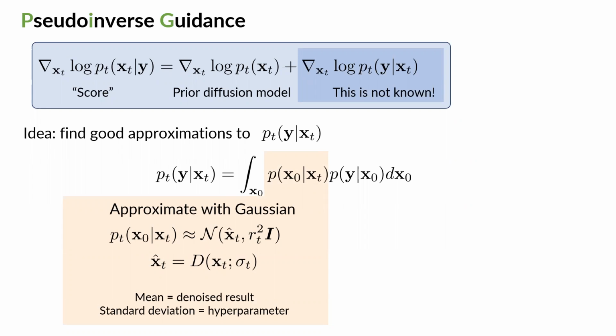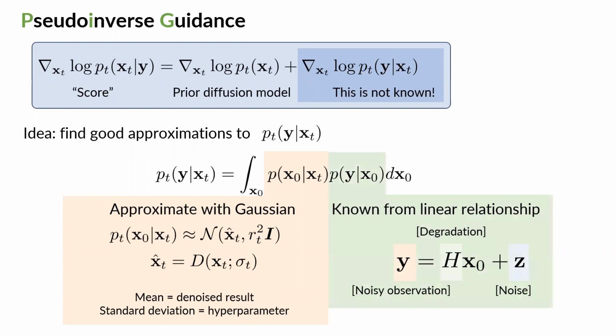The mean is just the output of the denoiser, so we just use the diffusion model to get this output. And the standard deviation is like a hyperparameter that you can tune, or you can try to fit it with the data. But we have a standard approach to choose this hyperparameter that works in all the cases.